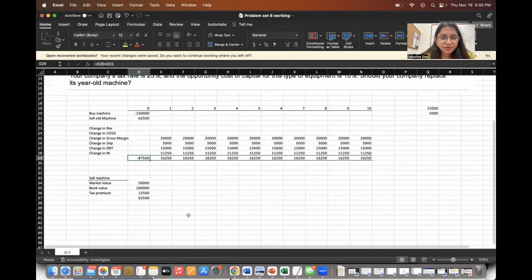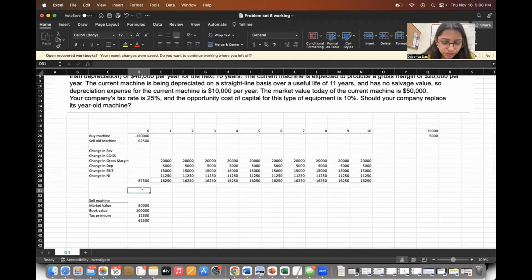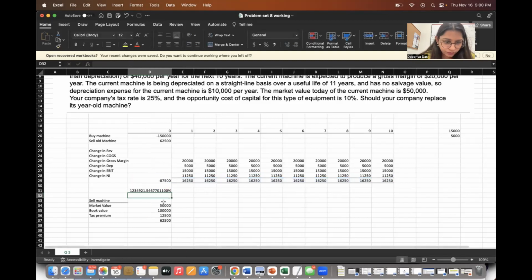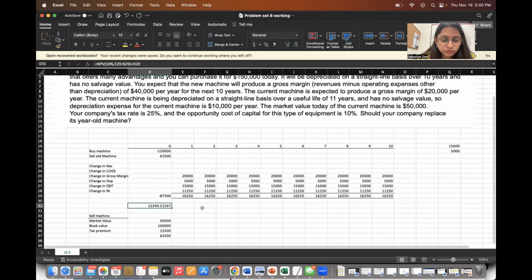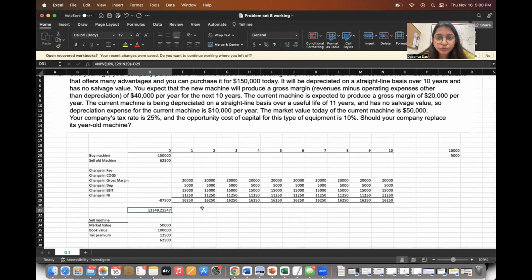Okay. Great. Now we're gonna very simply find the NPV. So let's do that. NPV rate, they said it's going to be 10% cost of capital. Remember, we take all the values from 1 to 10, but not year 0. Year 0 is going to be separate, plus year 0. We don't want it in percentage. Okay. What's the value we get? And that's a positive value. So should you buy the machine? And I guess you should.